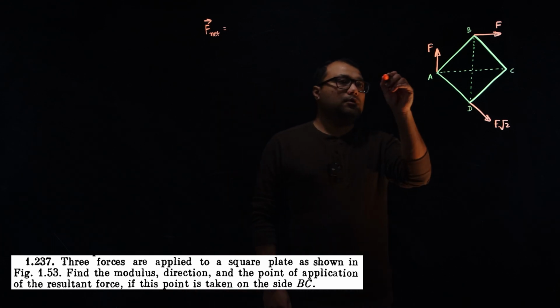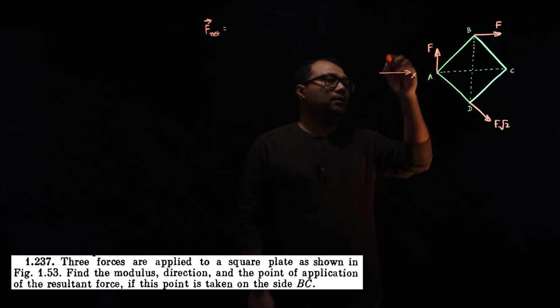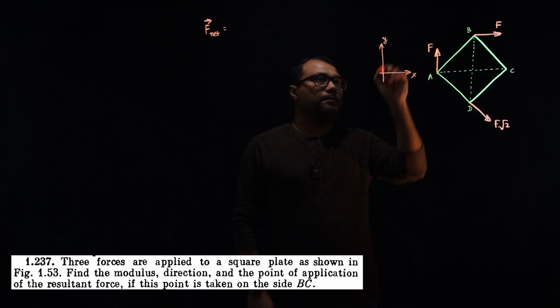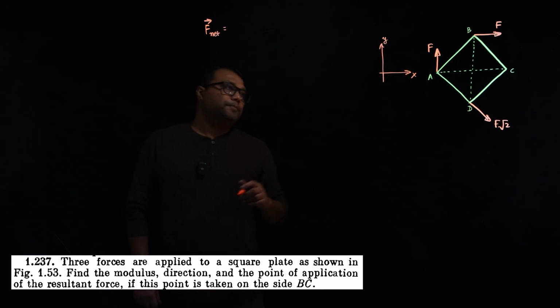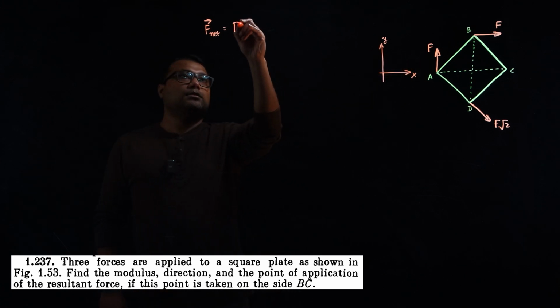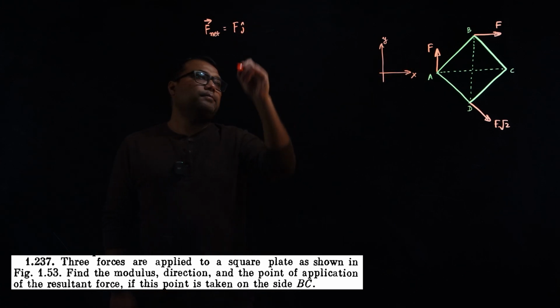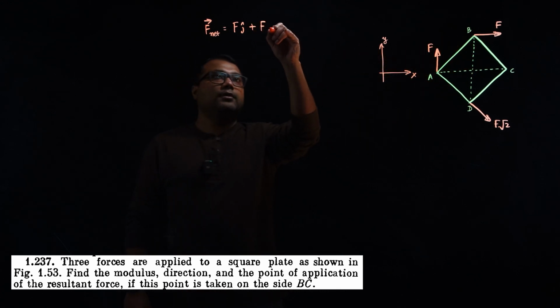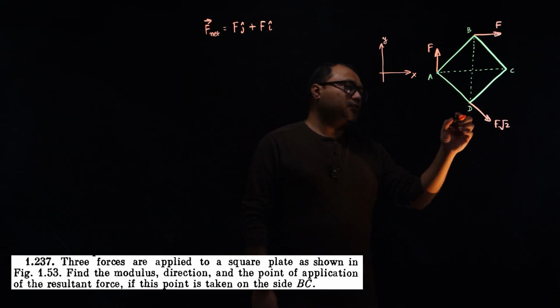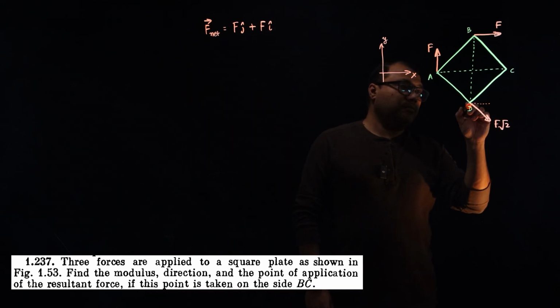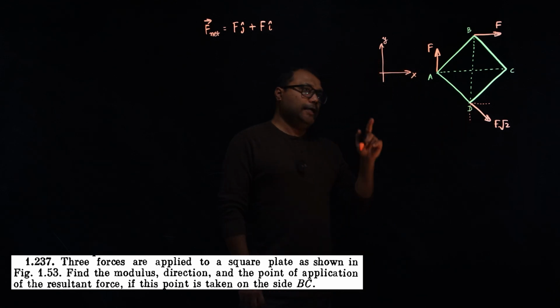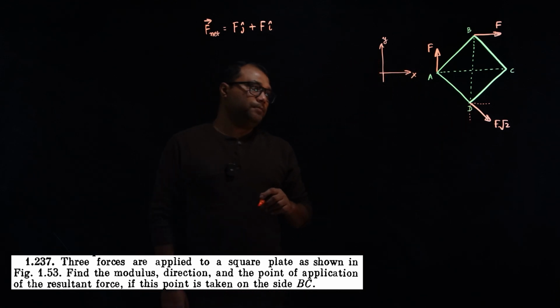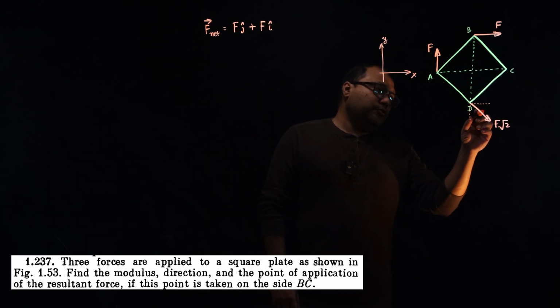Let's suppose this direction is x and this direction is y. So this force we can write as F j cap in the y direction plus this force we can write as F i cap, and this force we can divide it into two components, one along i direction and another along minus j direction. So F root 2, so this angle will be 45 degrees.